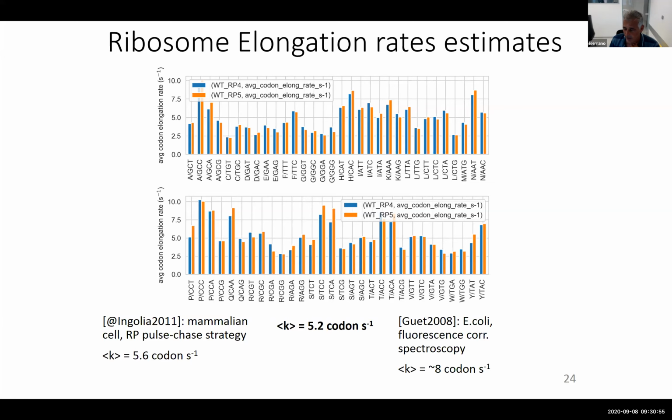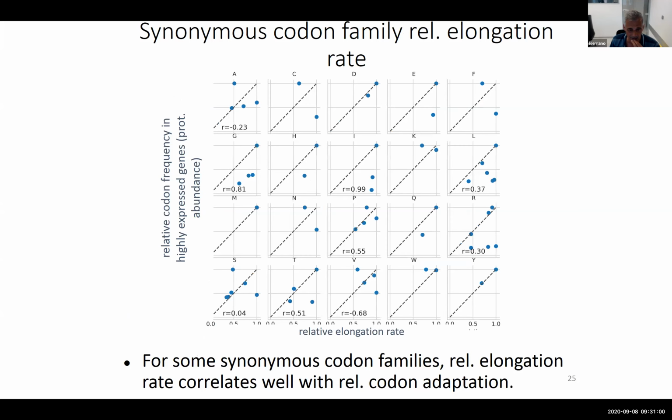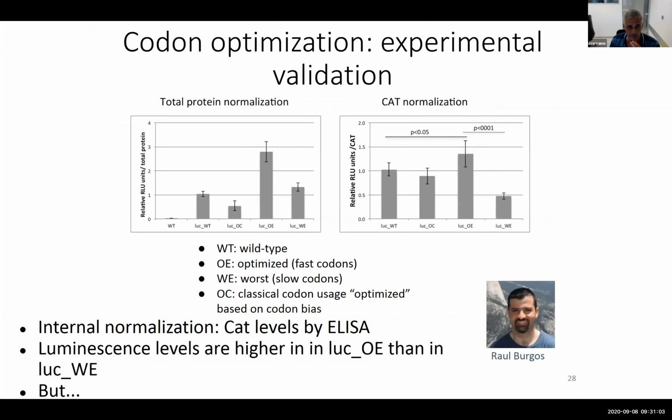We determined also which codons are rare, which have low efficiency of translation, etc. And we thought we could optimize protein translation, like in other bacteria. So we made a construct in which this is the wild-type construct. This is the one we optimized. We put all the fast codons that we found in the ribosome profiling. In the worst one, we put all the worst codons that we could find for the luciferase, and the last one, the classical codon usage based just on codon abundance.